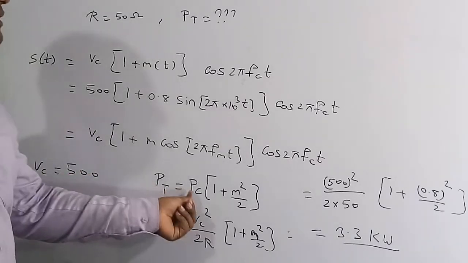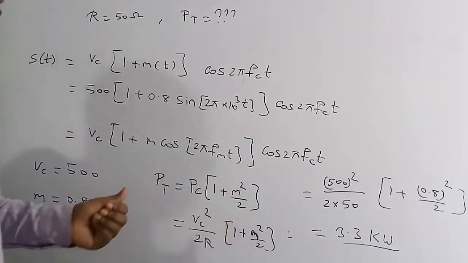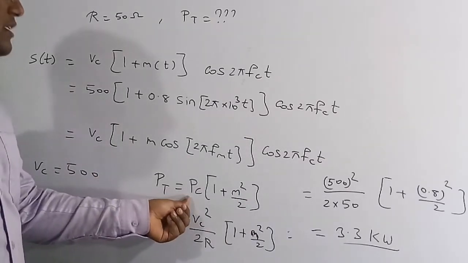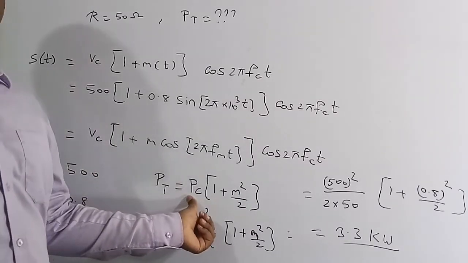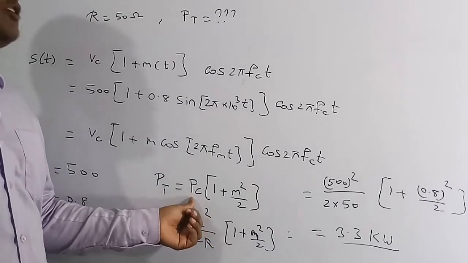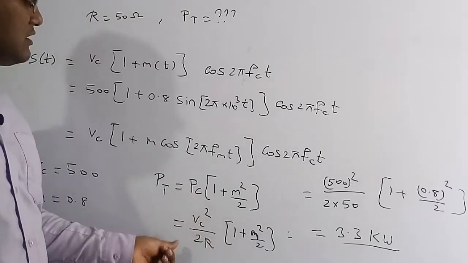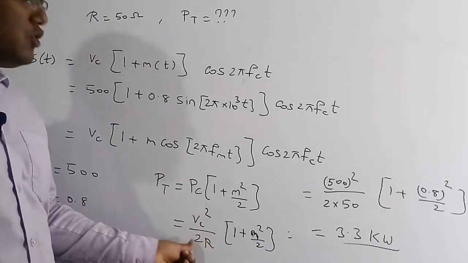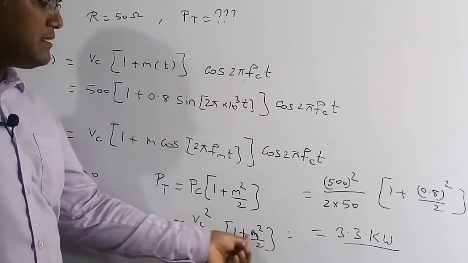So Pt is equal to Pc into 1 plus M square by 2. So Pt we need to figure out. Pc is nothing but the carrier power. The carrier power formula is the amount of power which is carried by the carrier wave, Vc square by 2R. So Vc square by 2R into 1 plus M square by 2.